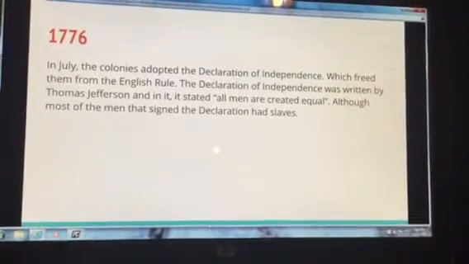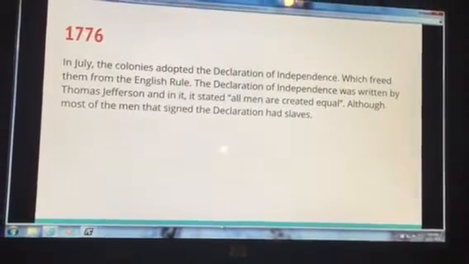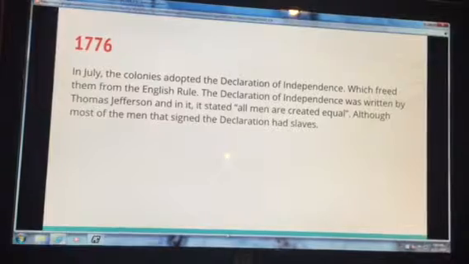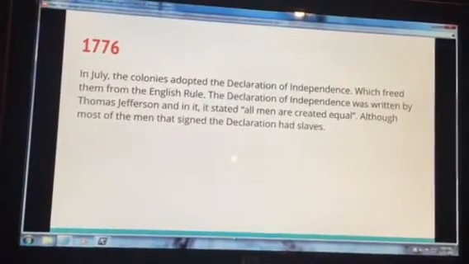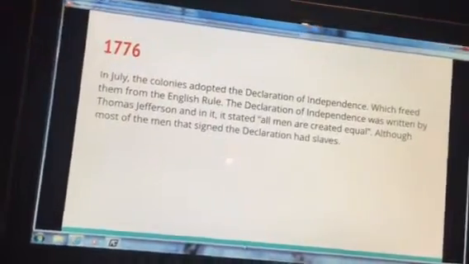In July 1776, the colonies adopted the Declaration of Independence, which freed them from the English rule. The Declaration of Independence was written by Thomas Jefferson, and in it stated, "All men are created equal." Although most of the men that signed the Declaration had slaves.